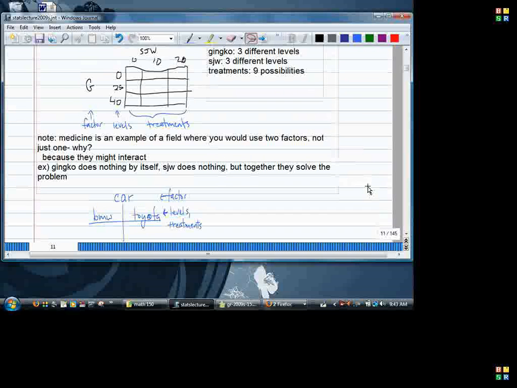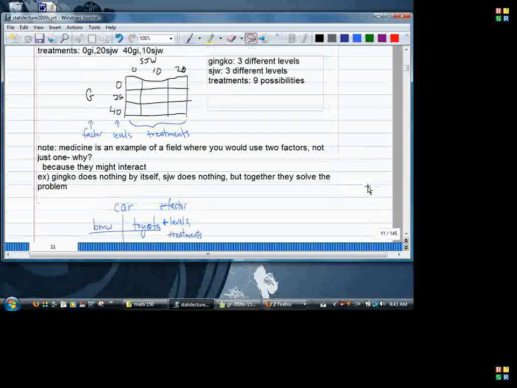Notice that with the St. John's wort and the ginkgo, each one has its own levels, and then we need to look at the combinations in order to find the treatments. If there's only one factor, there are no combinations. So we don't need to worry about finding combinations, which means levels, treatments, same thing.